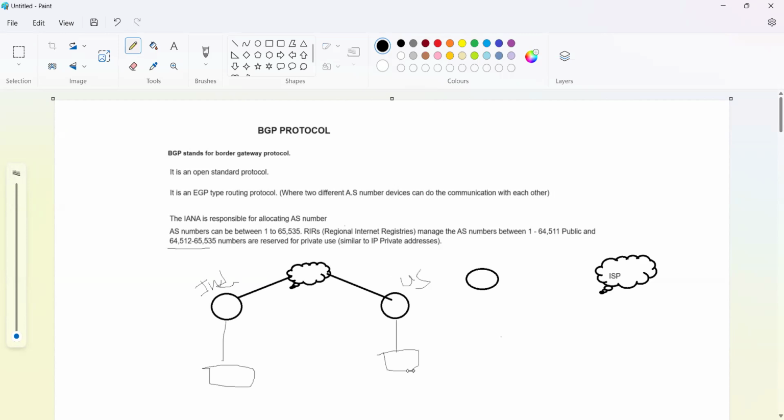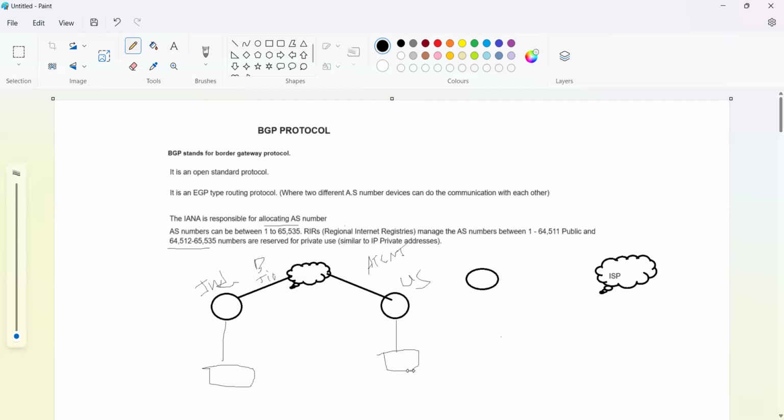In between, multiple ISPs will work. In India we have BSNL, Jio, Airtel, and at US locations AT&T, Verizon. So many ISPs are there, specified location based. Here is a different ISP and here a different ISP. So ISPs will use the public AS numbers, mostly in this public range.